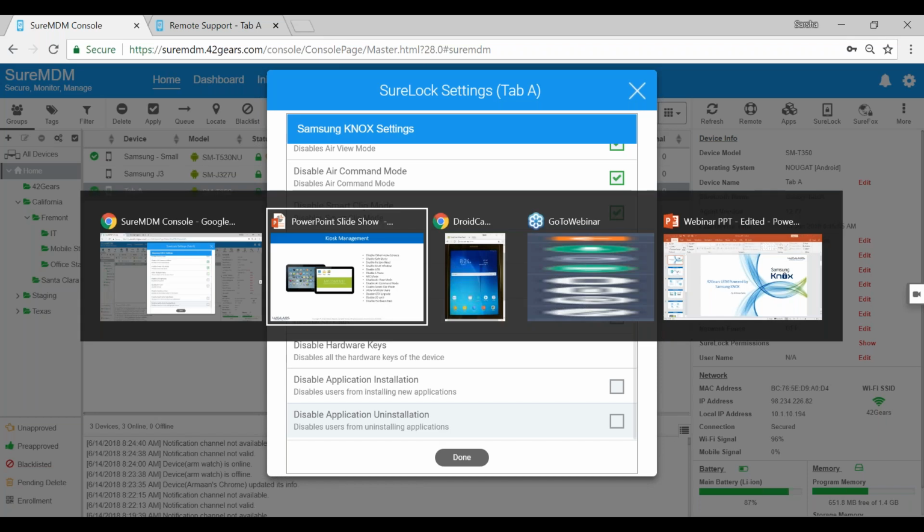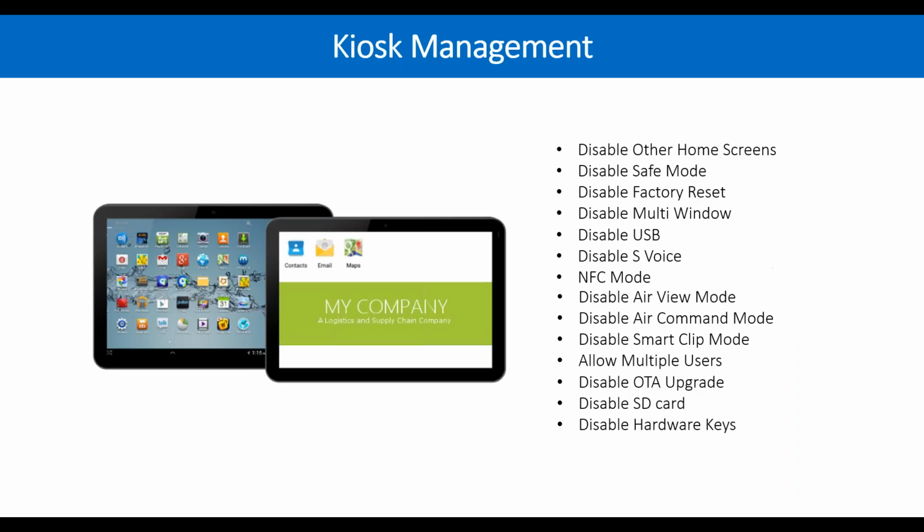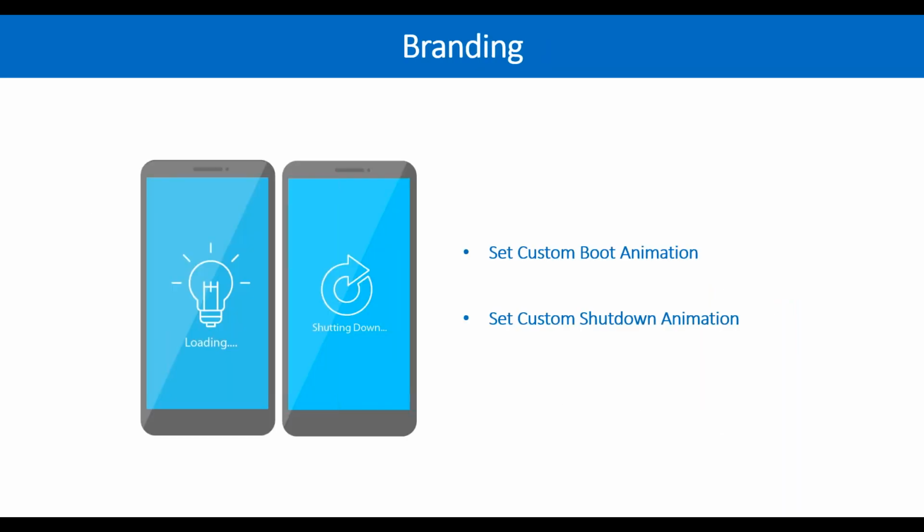Now that we've gone over some features on the MDM and the kiosk mode, I'm going to go into branding a little bit. There's a lot you can do with branding your Samsung Knox device. For instance, by default, Samsung devices display an animation of the Samsung logo when the device is booted. You can use a feature here to play a desired animation while booting the device.